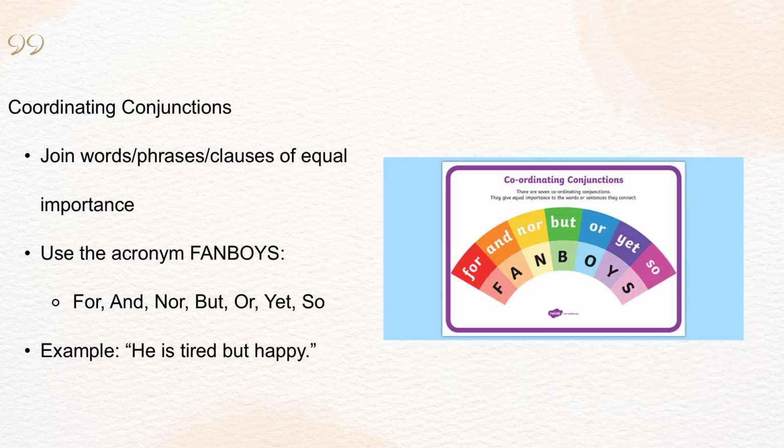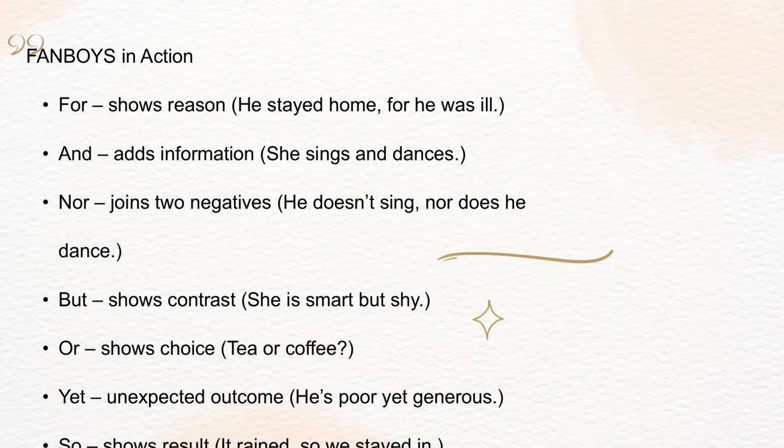Coordinating conjunctions. Let's begin with coordinating conjunctions. These connect elements of equal grammatical rank, like word to word, or clause to clause. Use the acronym FANBOYS to remember them: for, and, nor, but, or, yet, so. Example, he is tired but happy. These are common in both speech and writing.